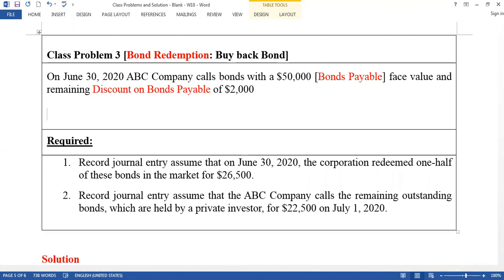Then, based on this information, can you calculate the carrying value of the bond? According to this example, it is $50,000 minus the discount. It is a discounted bond, so it is minus $2,000. According to this example, $48,000 is the carrying value.